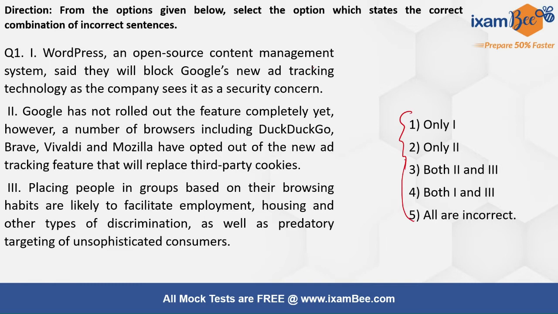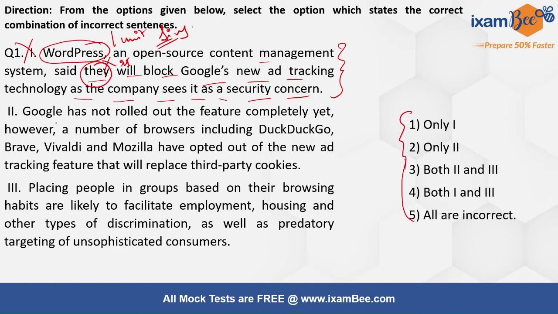It says WordPress, an open source content management system, said they will block Google's new ad tracking technology as the company sees it as a security concern. Now, when we have read this sentence, we know one thing, that WordPress is what? It is a name of a company. Okay, so it is one unit and it is singular. All right. So when the subject is singular, then your pronoun, which is referring back to that noun or subject, if you say, it should also be singular. They is incorrect here. It should be it instead of they. All right. So one is incorrect.